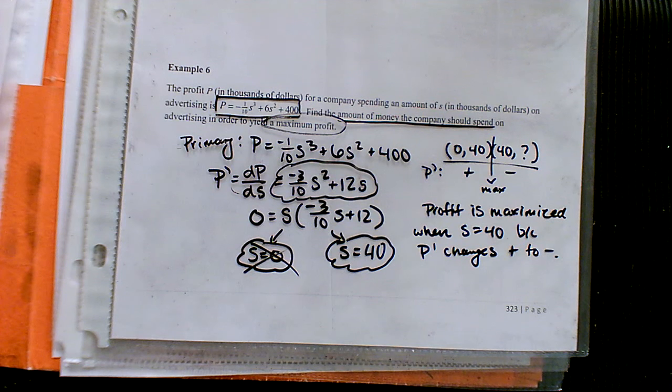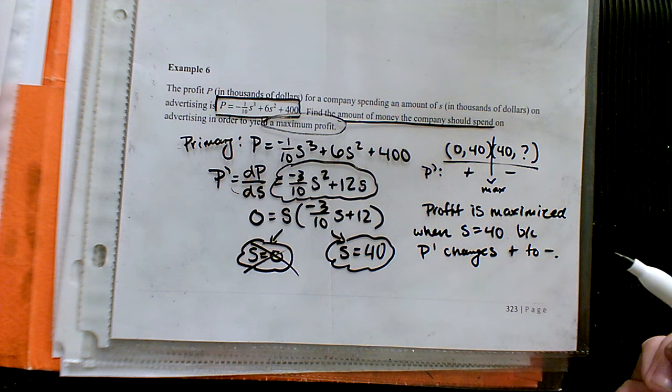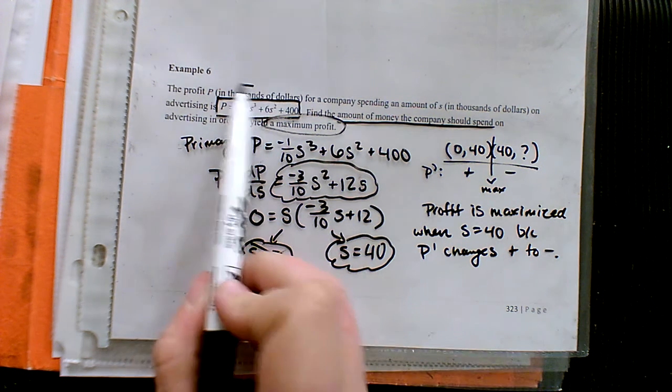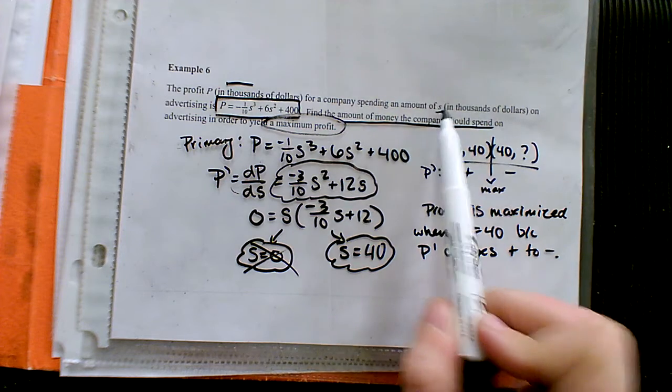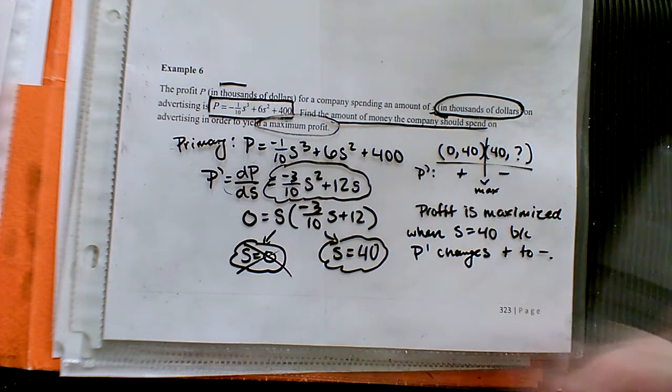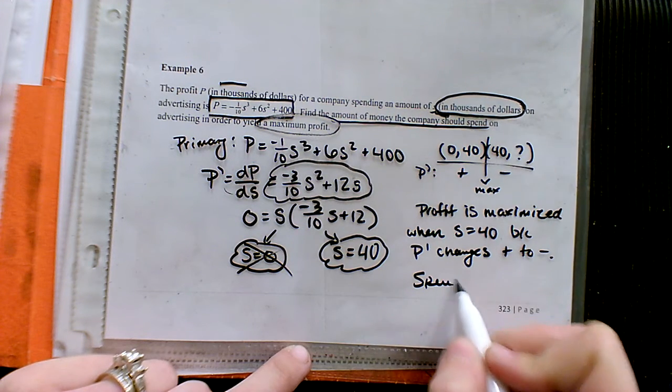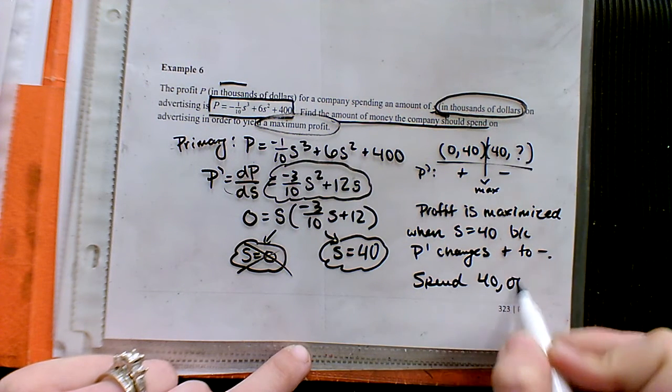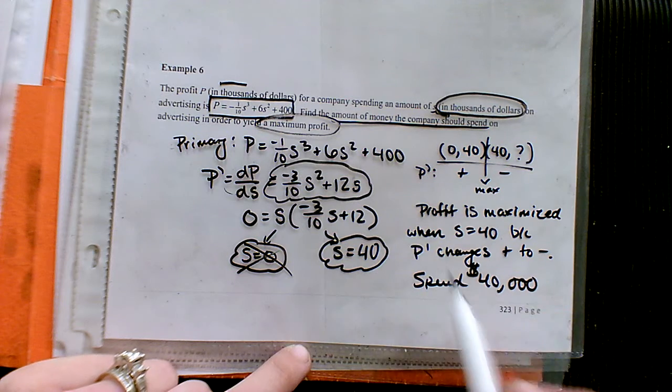We confirmed a max. Did it actually answer the question? No. Find the amount of money the company should spend. They should spend 40. $40, 40,000. Let's see, S was in thousands of dollars. Okay, so spend $40,000.